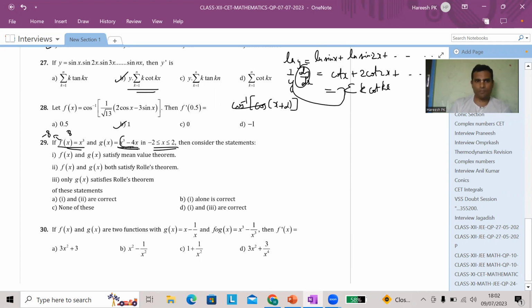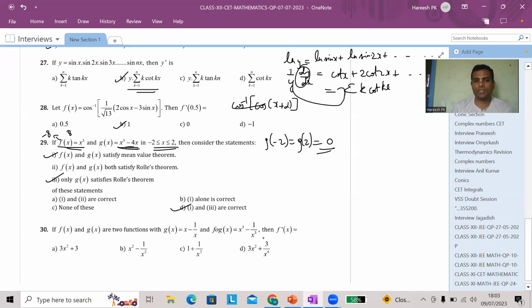What about this? Here, you'll see that g of minus 2 and g of 2 both are equal to 0. That means g will satisfy Rolle's theorem, f will not, but both f and g will satisfy the mean value theorem. That means the first statement is correct and the third statement is correct. So option D is the right answer, right?